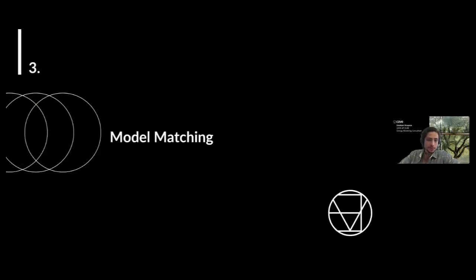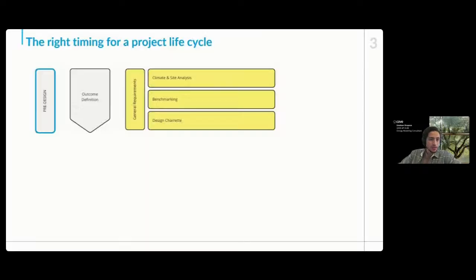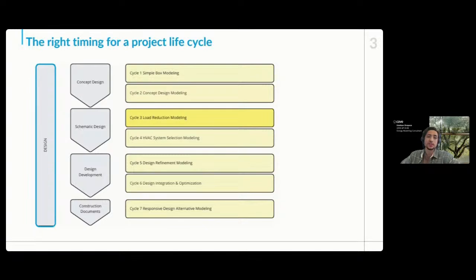And then just very quickly, model matching. What we've seen so far can be classified in different design stages. Pre-design, as we said, is about doing your work in climate and site analysis, benchmarking, and getting the stakeholders together to make a design charrette. Then design is really where you have the widest variability in the degree of detail you want to attain for your energy modeling scope.